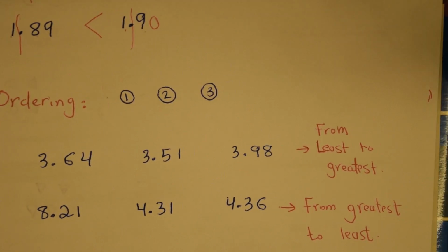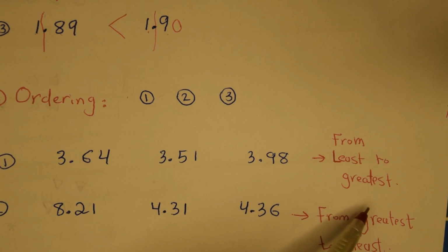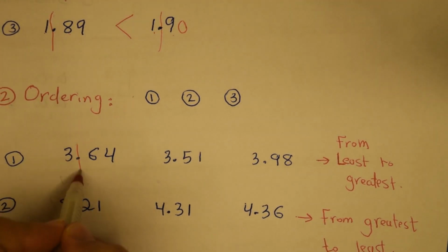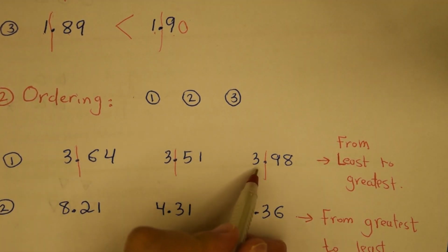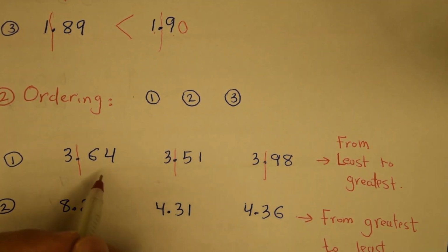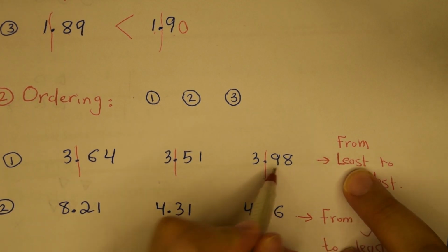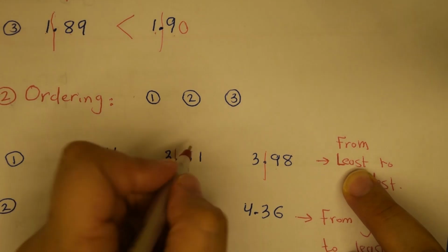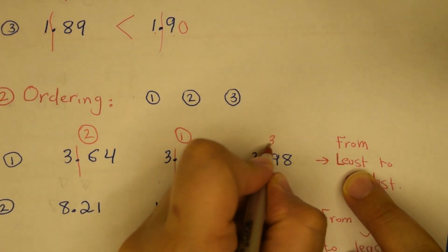Okay, now for ordering, I have to tell you that when you're ordering, you order from least to greatest or greatest to least. So for number 1, I want you to make it from least to greatest, from the small to the big. But first step, I will put the line. Here I have 3, 3, 3, the same number. I will continue. I have 6, 5, 9. I want the least, so 5 is the smallest, then 6, then 9.